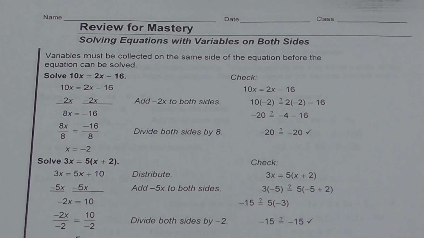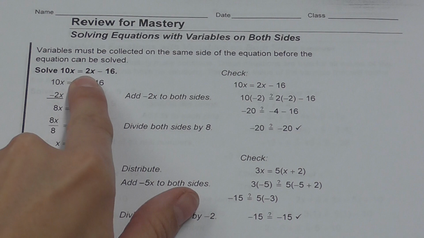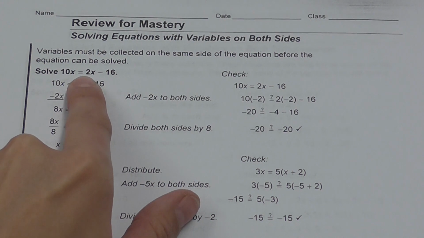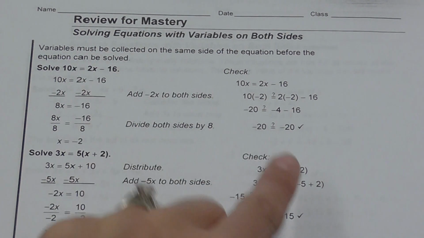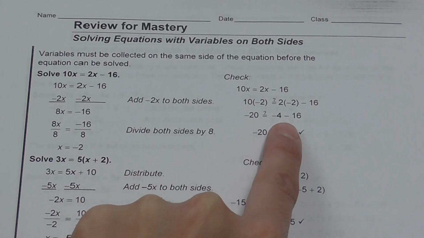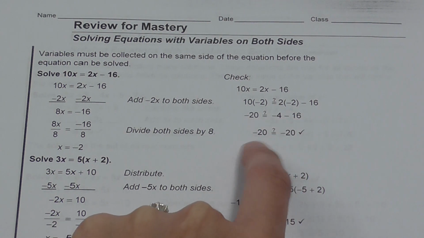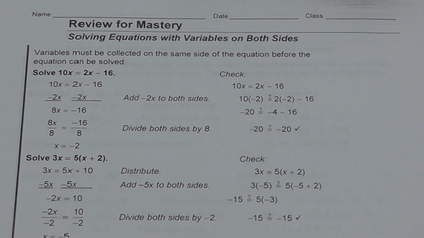As always, you can check your answer, and you simply check it by plugging it back into that original 10x equals 2x minus 16. So when I do that, I plug it in over here and I get negative 20. Does it equal negative 4 minus 16? When you add together negative 4 and negative 16, sure enough, you get your negative 20 equals negative 20.